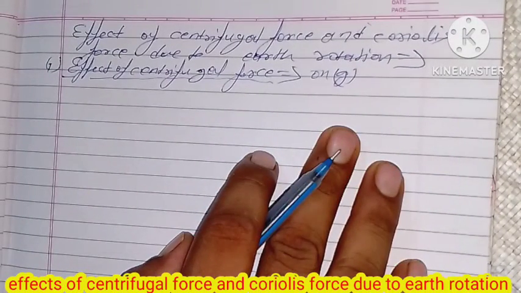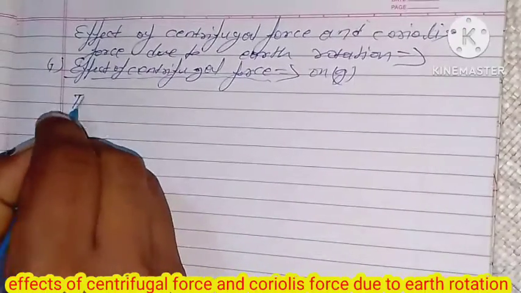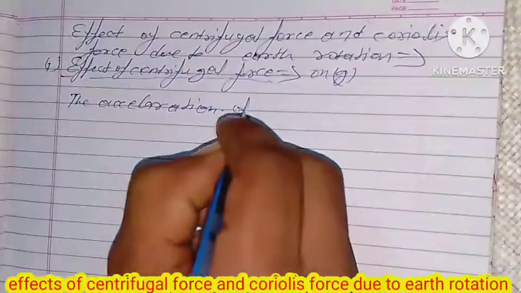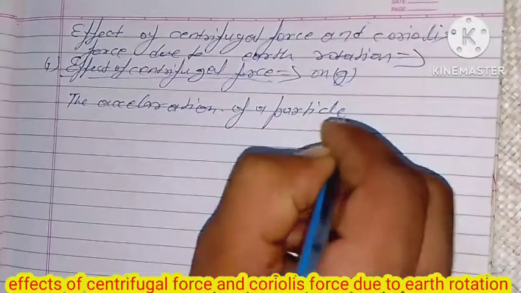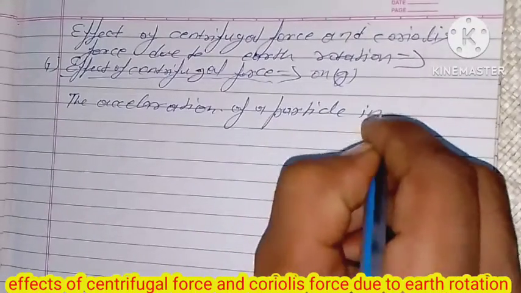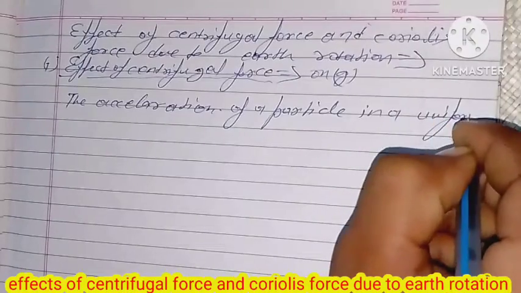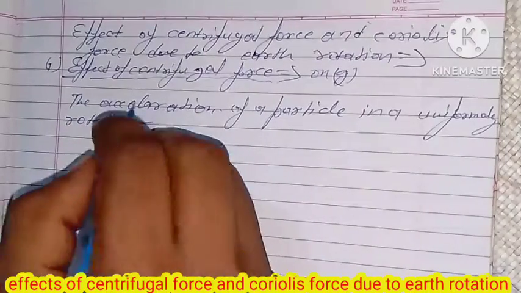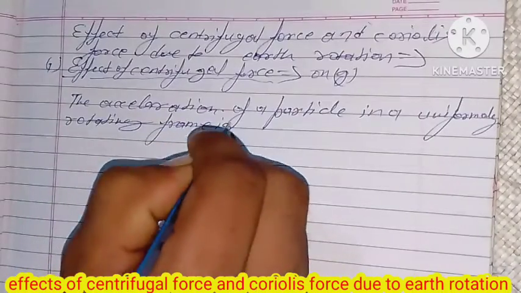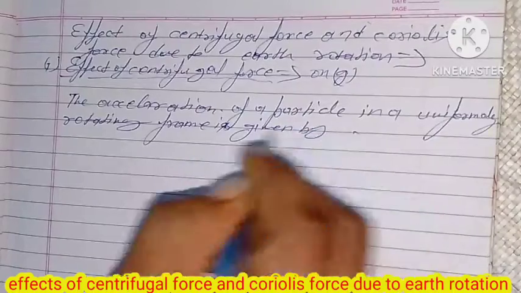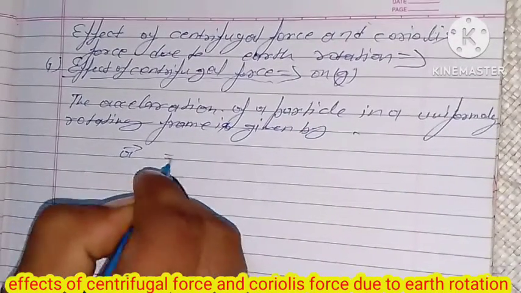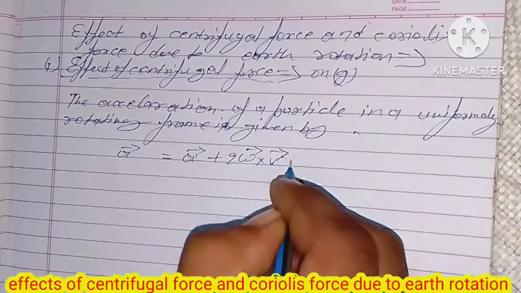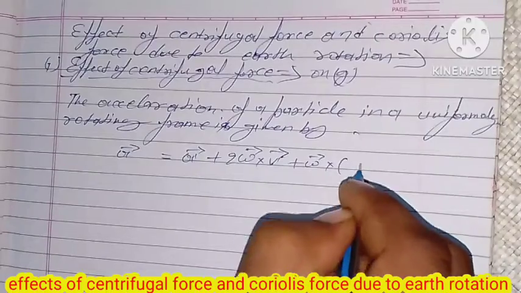The acceleration of a particle in a uniformly rotating frame is given by vector A equals vector A dash plus 2 omega vector cross V dash vector plus omega vector cross (omega cross R vector). This is equation number 1.